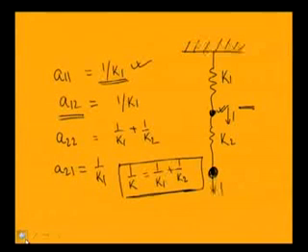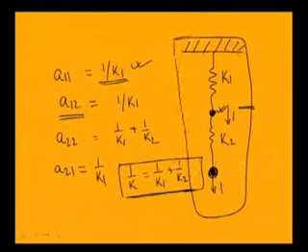Let me explain it again. Let us take this system. In this system I am taking two springs. The spring constant is K1 here, and the spring constant is K2 here.